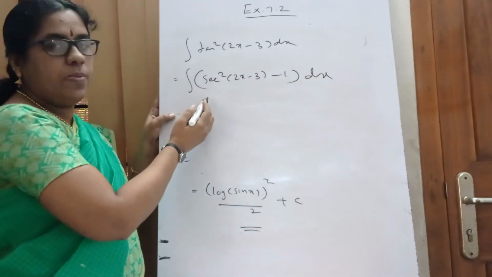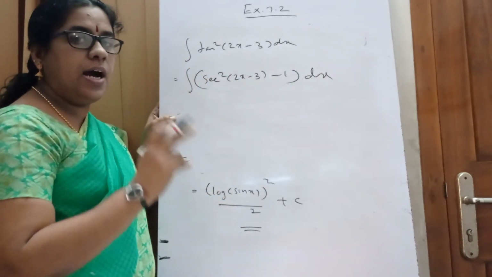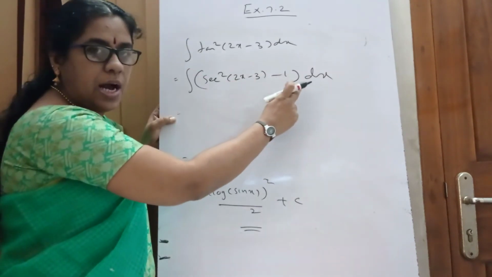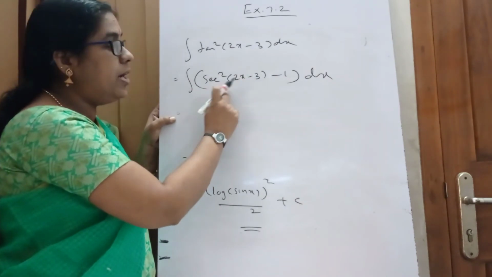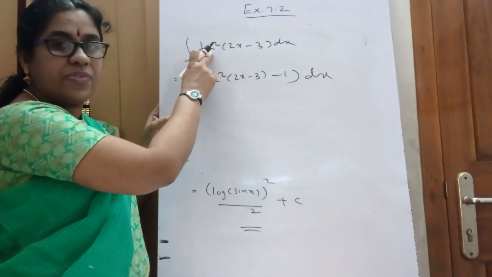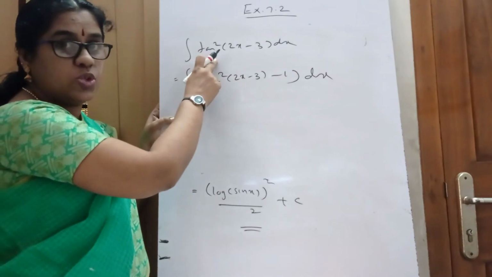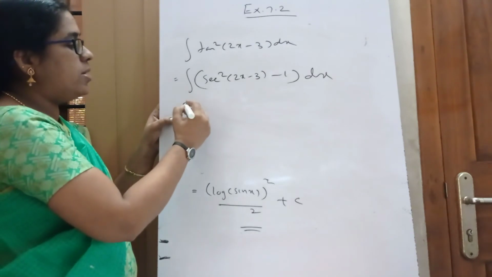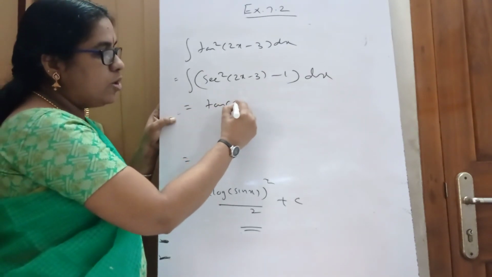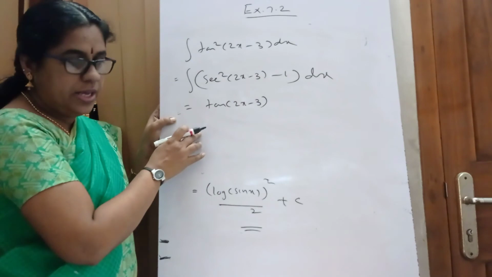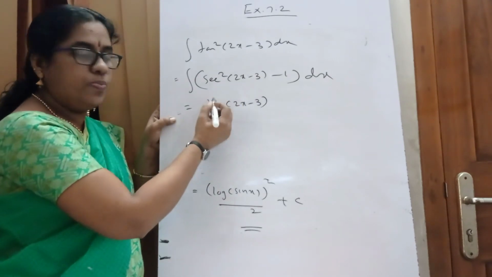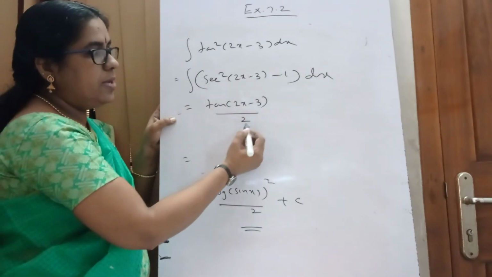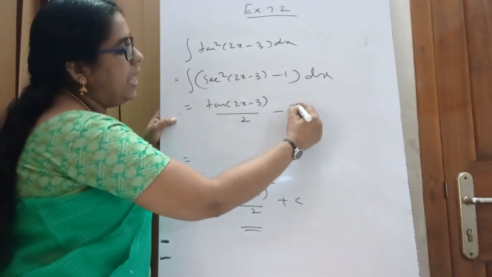The trigonometric identity here is sec square theta minus tan square theta is 1. From this, tan square theta is sec square theta minus 1. We know the integral of sec square, but we don't know the integral of tan square, so don't take it as x raised to n form. The integral of sec square is tan of 2x minus 3. Don't stop here. What is the coefficient of x? It is 2, so divide by 2. The integral of sec square is tan of 2x minus 3 by 2, minus the integral of 1, which is x, plus c.